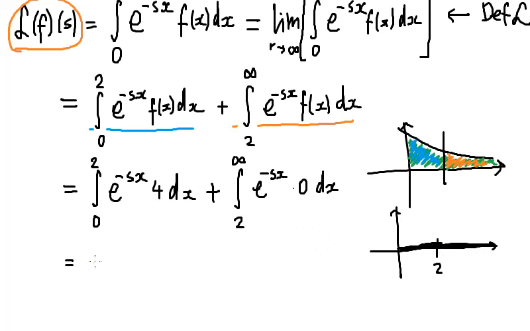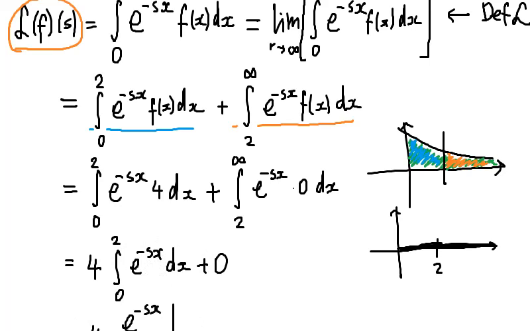And then also on the left side we can make some simplifications. 4 can be carried out, and so we'll have 4 times the integral from 0 to 2 of e to the power minus sx dx, and then we have that plus 0. Okay, we can continue the calculation. Now we need to take the antiderivative of this thing, keeping in mind that s has nothing to do with x, so s behaves like a constant. So we'll have e to the power minus sx divided by minus s, and then we do the substitution from 0 to 2.